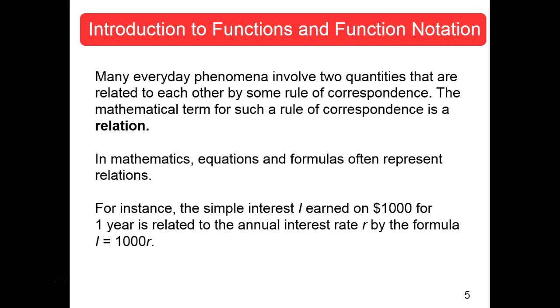Many everyday phenomena involve two quantities that are related to each other by some rule of correspondence. Okay? Let's just take, for instance, my wife's a researcher at UAB, and she researches a lot of her research focuses on newborns, so she collects a lot of data on newborns from University Hospital and other places as well. And a lot of the things she looks at are things like birth weight, length, age, gender, all these things.